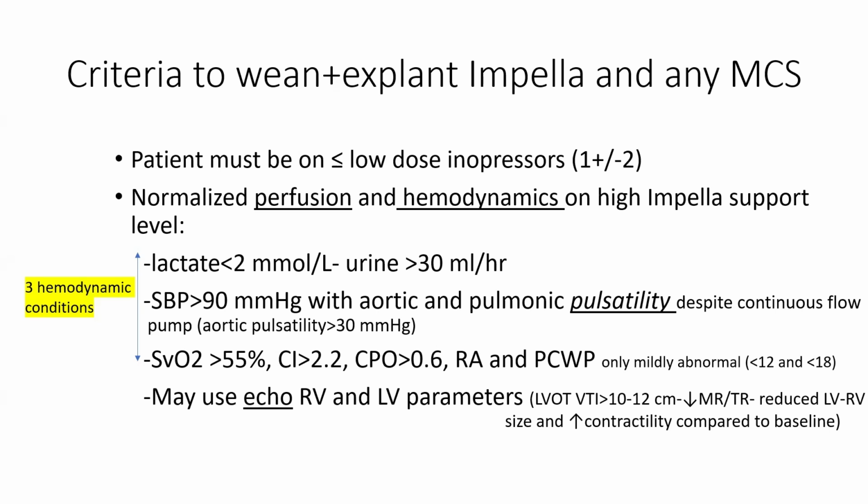Echo may help and may also be used as a fourth parameter, and what we can monitor on echo is mainly LV and RV sizes and contractility. Reduced LV and RV sizes and increased contractility compared to baseline also are favorable toward weaning.